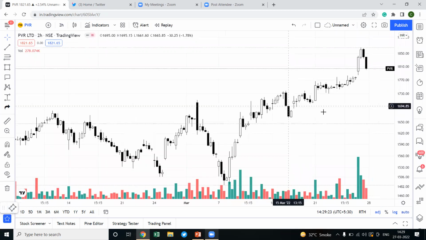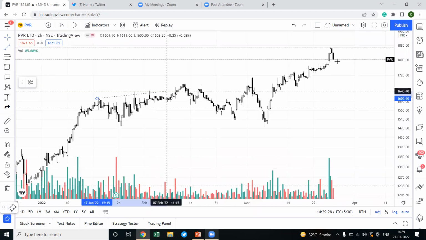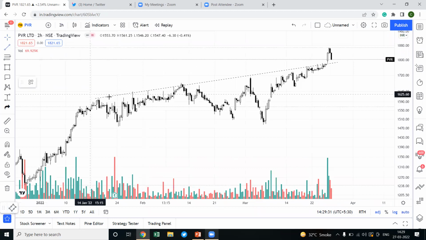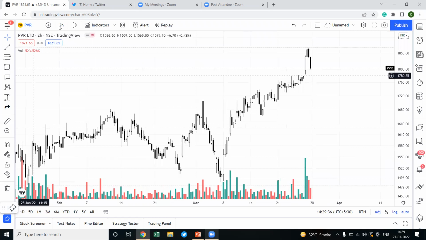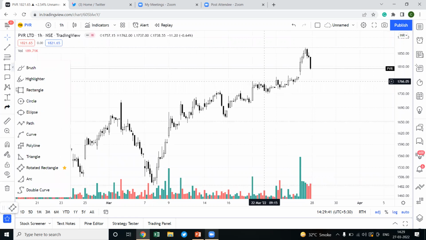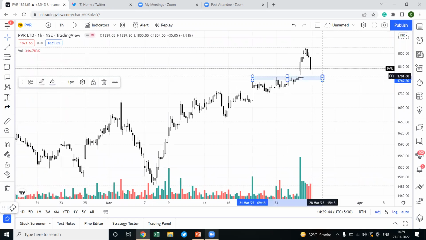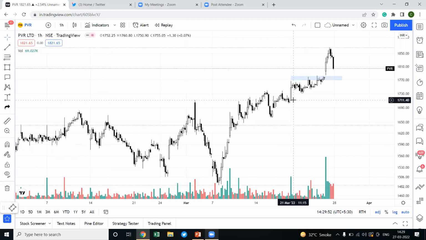And if you look at the 2 hourly chart, there is a series of confluence zones. This is the trend line support zone. You can see that the stock was continuously hovering near this particular zone of 1770. It crossed, went till 1860, and it is just retesting the zone of 1775. So the overall trend of PVR is looking good on the weekly as well as the daily chart. You can buy at support levels. It is looking good, and the volumes are good as well.